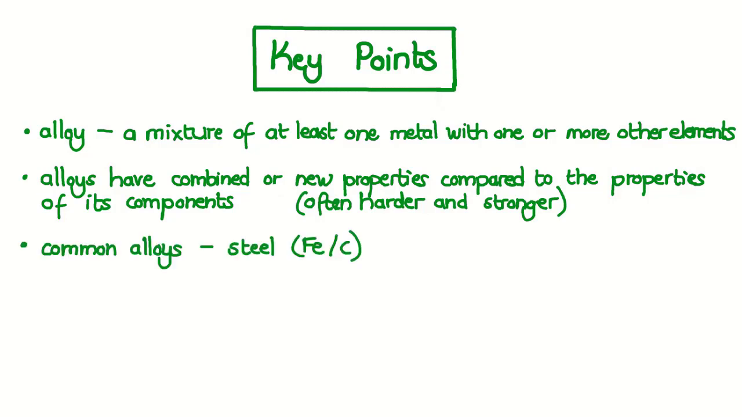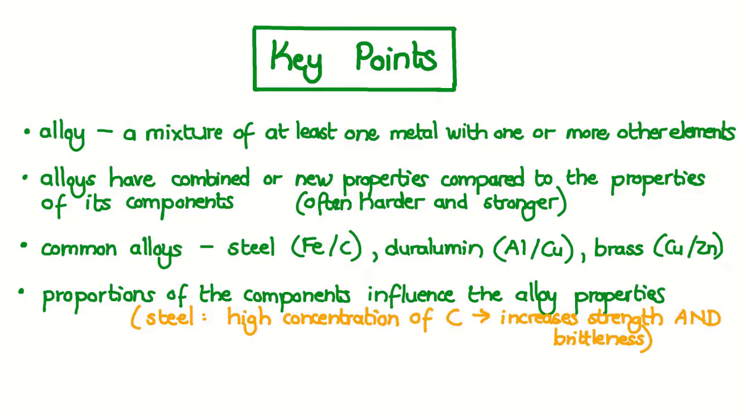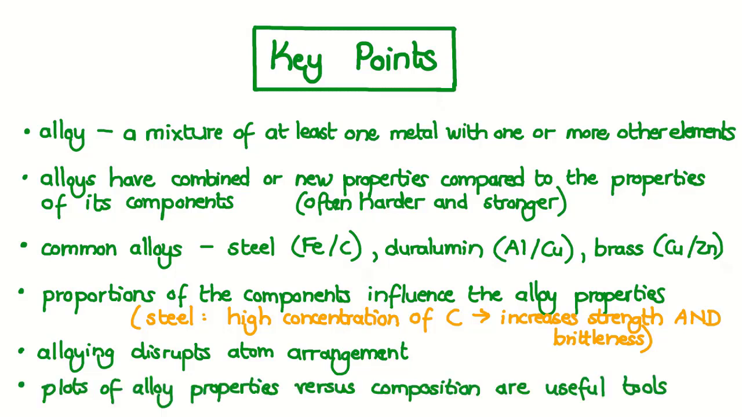We looked at some common alloys including steel, which is an iron-carbon mixture, duralumin, which is an aluminum-copper mixture, brass, which is made of copper and zinc, as well as solder and gold. We saw that the proportions of the components directly influence the alloy properties, with a specific example in steel being that a high concentration of carbon increases the strength, but also the brittleness. We learned that alloying disrupts the atom arrangement in a metal, and this is part of which gives alloys their unique properties. And lastly, we looked at a brief hypothetical example of an alloy property versus composition plot, and saw that this is a useful tool to identify optimum compositions of alloys and predict the properties of a desired alloy.